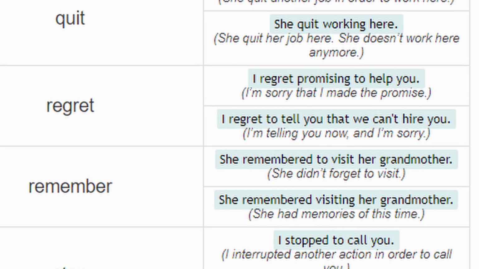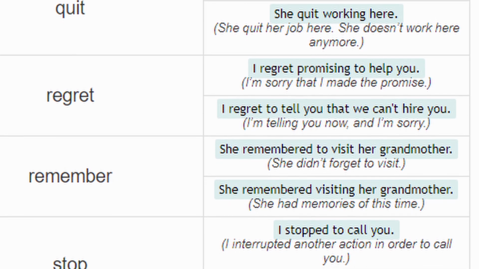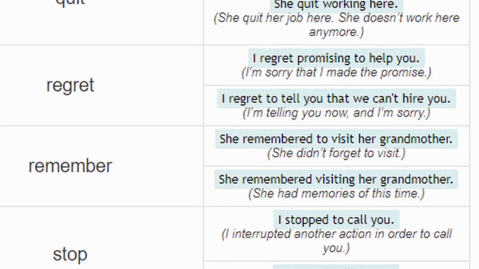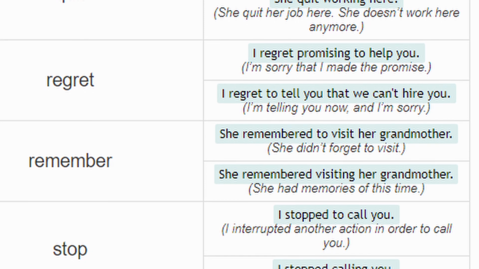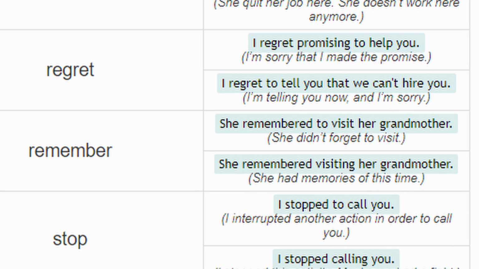For the verb remember, if we say she remembered to visit her grandmother, this means that she didn't forget to visit. But if we say she remembered visiting her grandmother, this means that she had memories of this time.